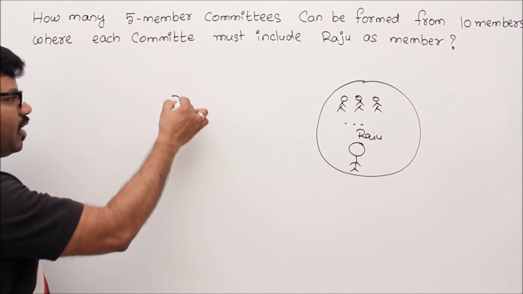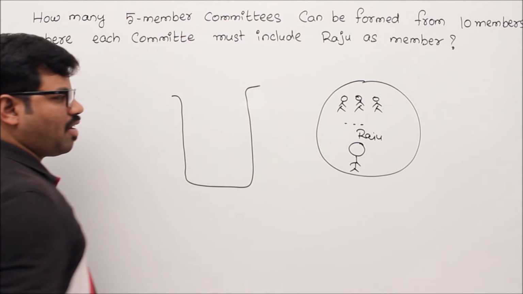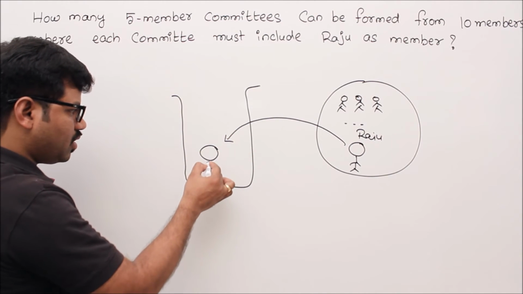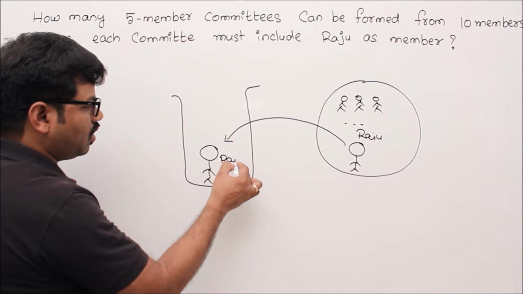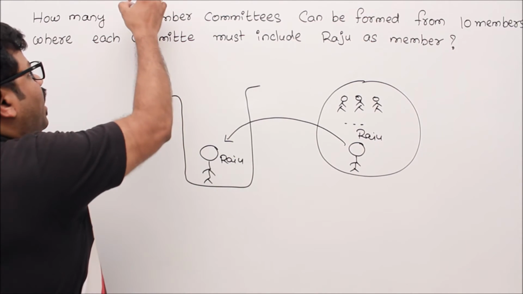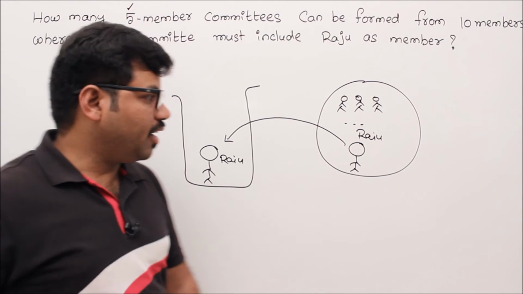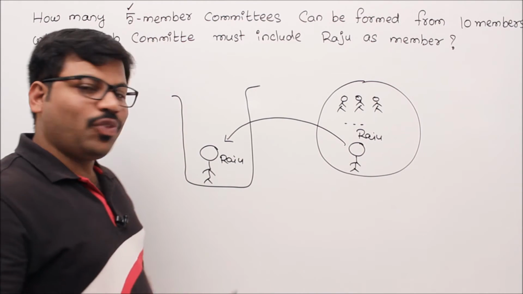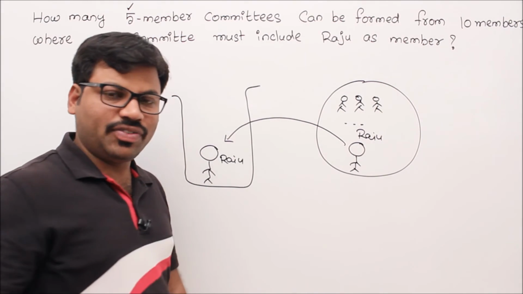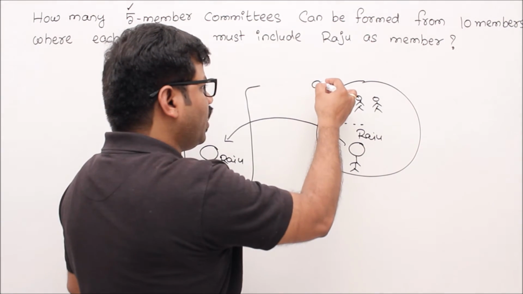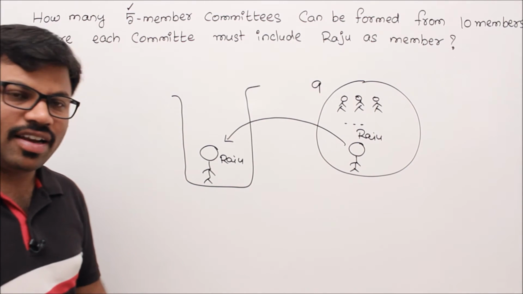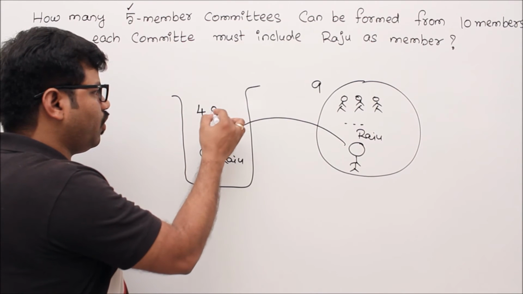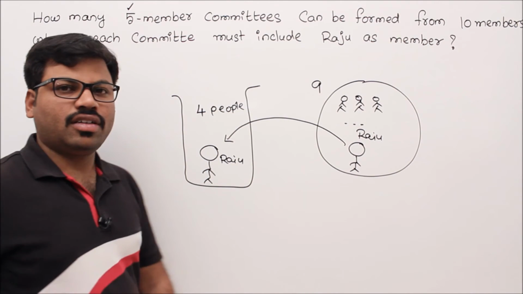I form a committee like this. Let's say each committee is a bag. In that bag, Raju should be included, correct? So let me take Raju first. Then take other 4 people, because I need a 5-member committee. Already you have taken Raju, then you want 4 more people, isn't it so? Now, which 4 people? You can't take Raju again because we can't repeat Raju. Then effectively there are only 9 people to be considered, right? Out of 9, we have to take any 4 other people.